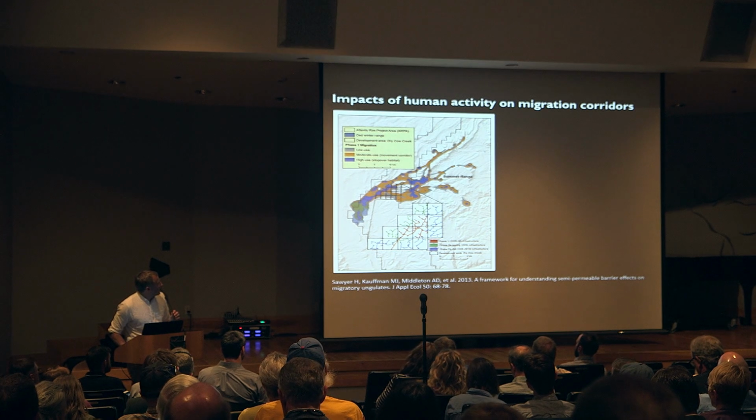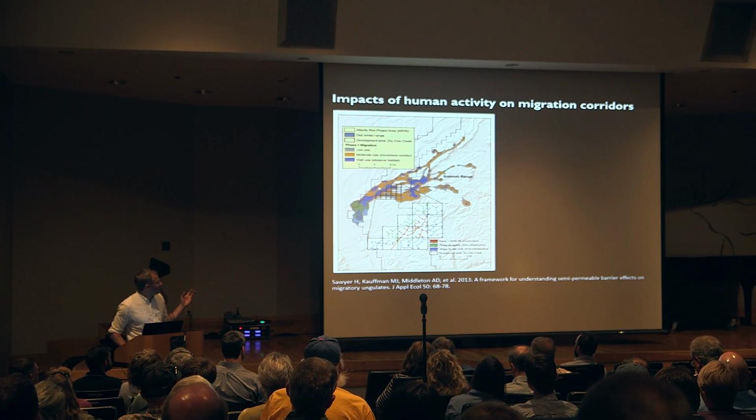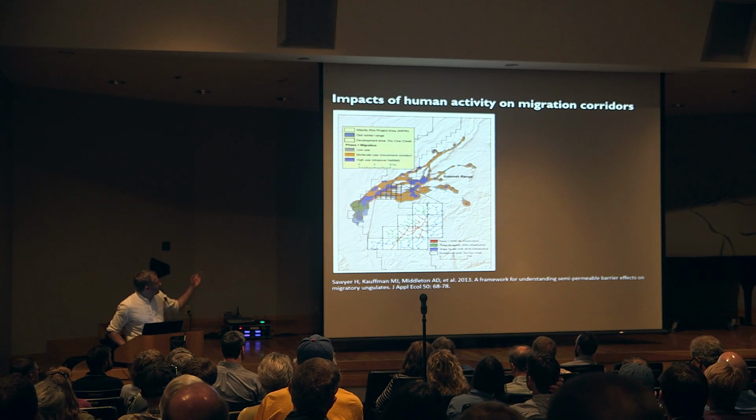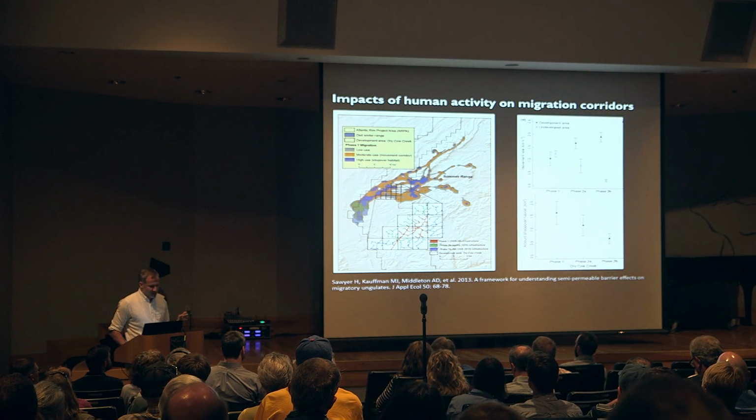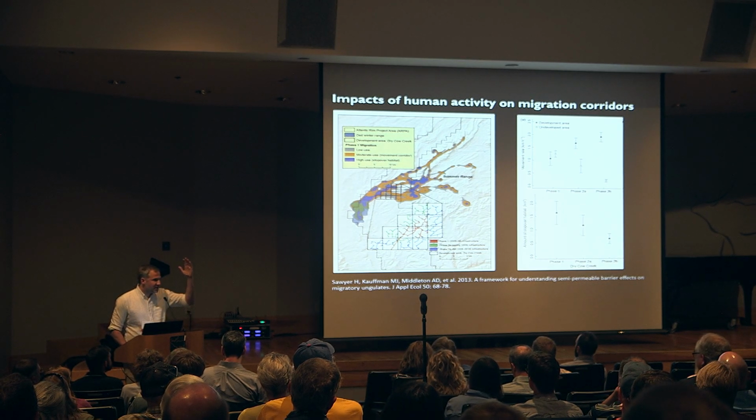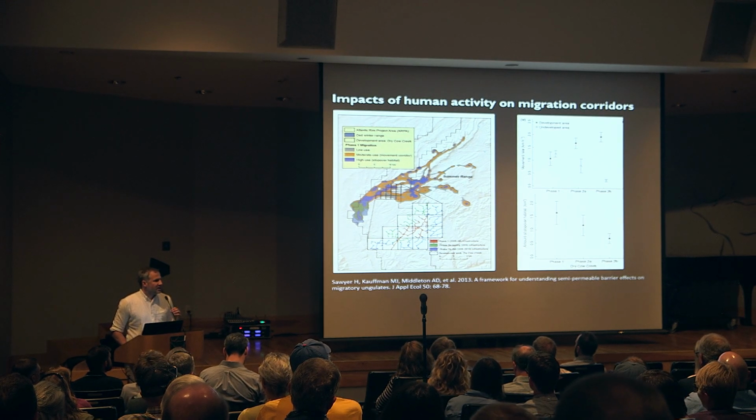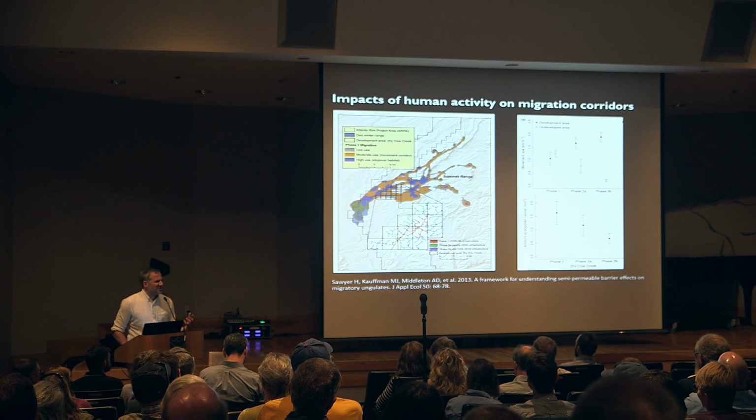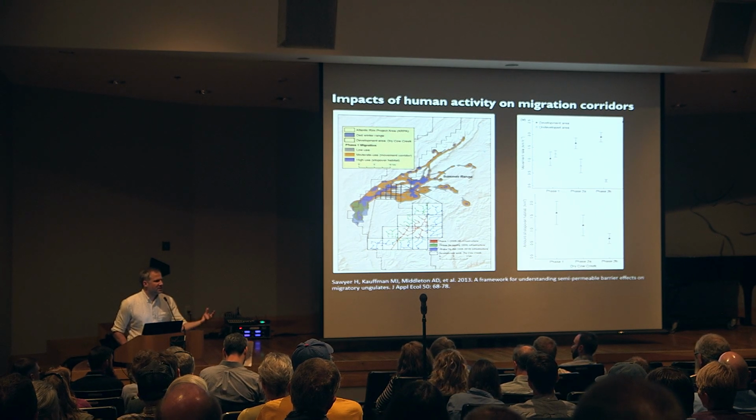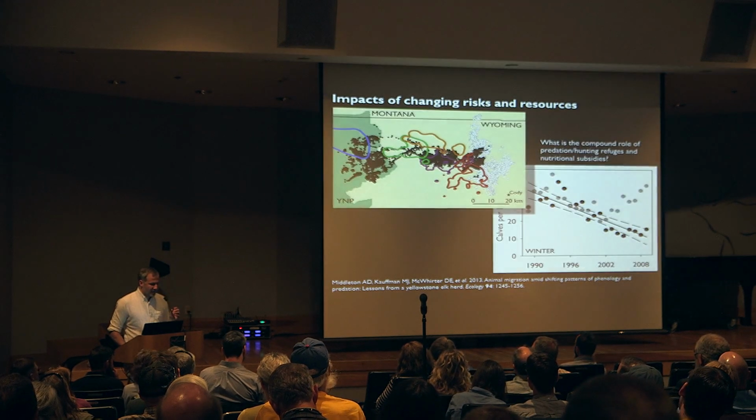We can see that in areas of, again, high intensity development, in migration corridors, we can see essentially increased movement rates through these areas. Now, stopovers are important, probably as foraging and resting areas. We can see reduced use of those stopover habitats. We don't know very well what the physiological consequences are, but we can see that occurring.